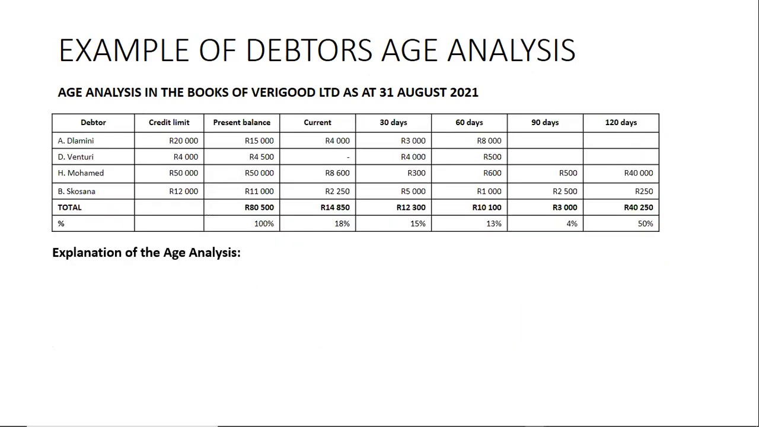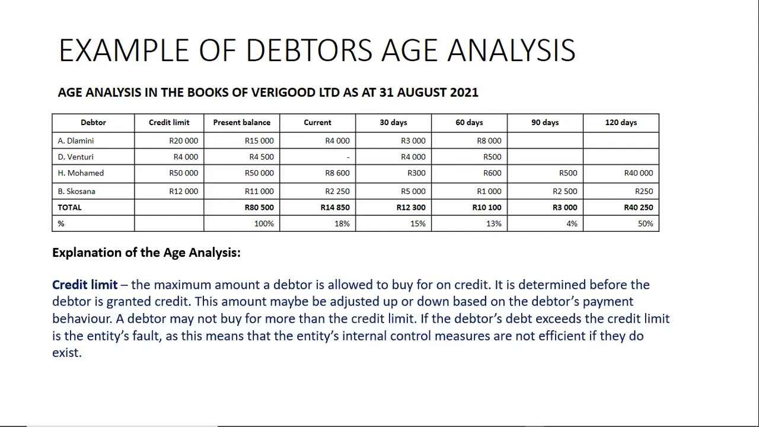Now let's explain this age analysis. What is a credit limit? A credit limit is the maximum amount. So that is your second column. I'm simply explaining your second column. It's simply the maximum amount the debtor is allowed to buy for on credit.